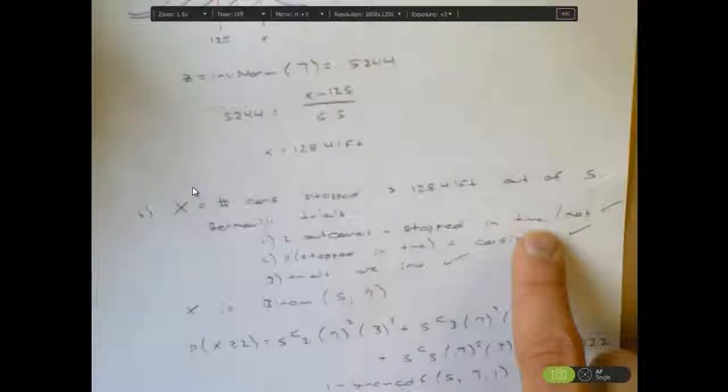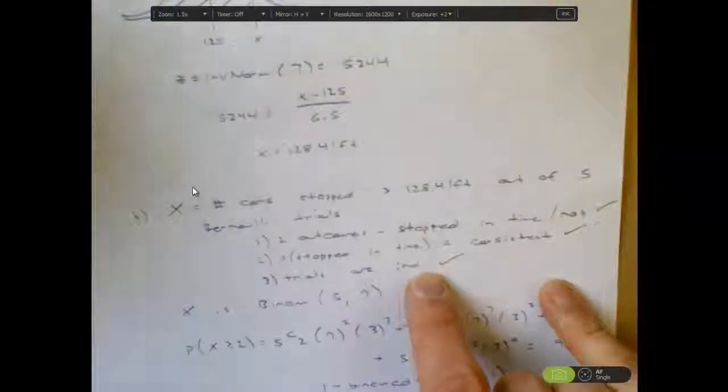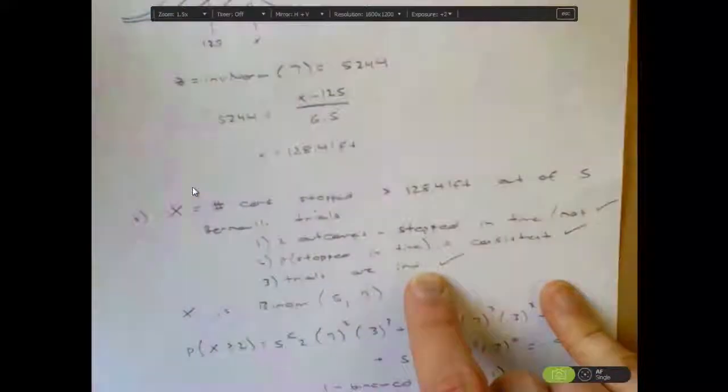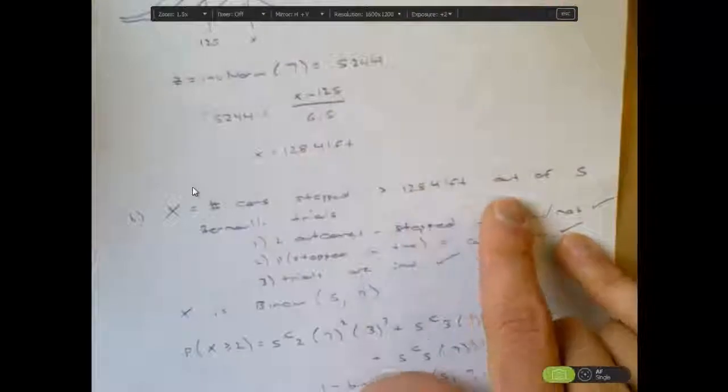As far as the actual calculation, checking Bernoulli trials, there's 3 things I want to check. There's 2 outcomes: they stopped in time or they didn't. That is met. The probability that they stopped in time is consistent, and each trial is independent. One car stopping in time should have no influence on the next. So this does represent Bernoulli trials. So I can define a random variable as the number of cars stopped in greater than 128.41 feet out of 5. Don't forget your sample size.